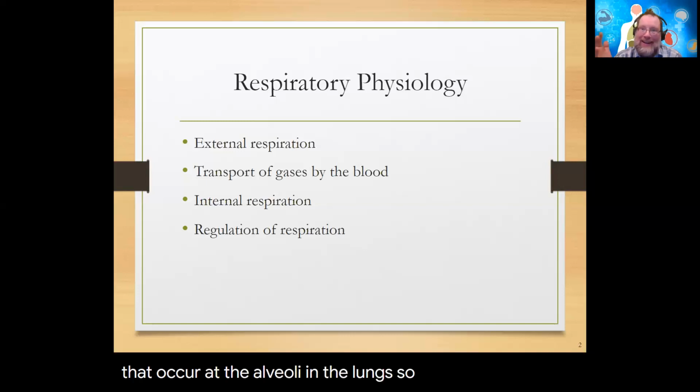Any exchange, as you know by now, is occurring at a capillary network. And we know from the anatomy of the alveoli that they're covered in capillaries. So that first step of getting oxygen into the bloodstream and carbon dioxide out of the bloodstream is external respiration. At that point, oxygen's in the bloodstream. We send that blood back to the heart. We pump that blood out to the body.